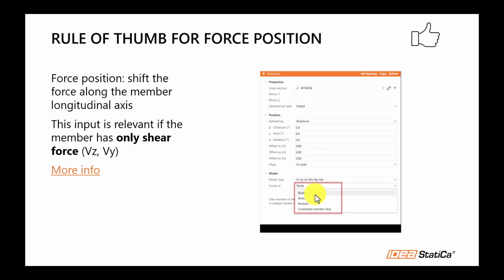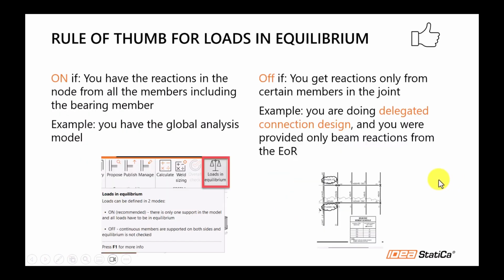So this is the rule of thumb I use, but if you want to learn more about it, you can always go to this link and learn more about this input. But this is the rule of thumb I use when reviewing models. If the member has only shear force, then we need to look into the forces, and we need to specify where to locate that shear force, okay? If the member has moment forces or axial forces, then it's fine if we keep it in the node, okay?